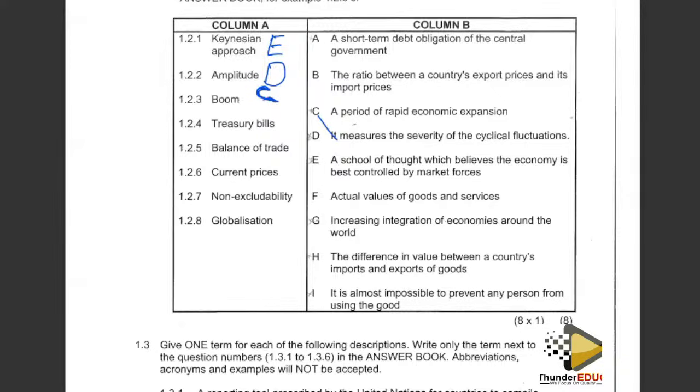So now let's move on to the next question. The next question we have is treasury bills. So what are these treasury bills? Treasury bills, we refer to short-term debt obligations that are normally issued by the central government or the national government. So in this regard, our appropriate answer is A. Okay, grade 12. Thanks. So now let's move on to the next question.